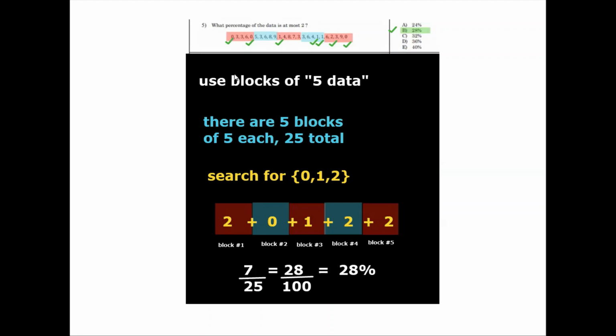In the first block, there are 2 such elements. In the second block, there are no elements that are 0, 1, and 2. In the third block, there's 1, and so on. Tallying them all up, there are 7 data points that are 2 or less out of 25 total. Scale that up by 4, and that's 28 over 100, which is 28%, and the correct answer is B.